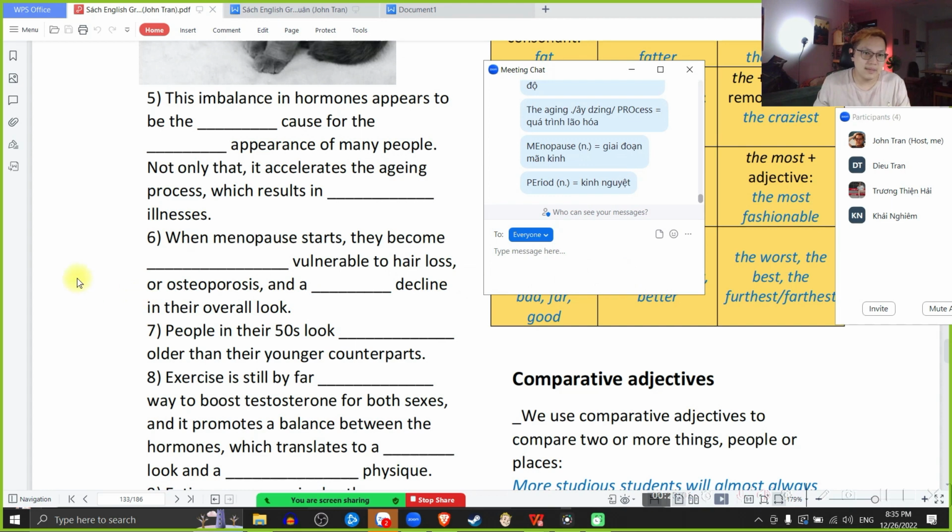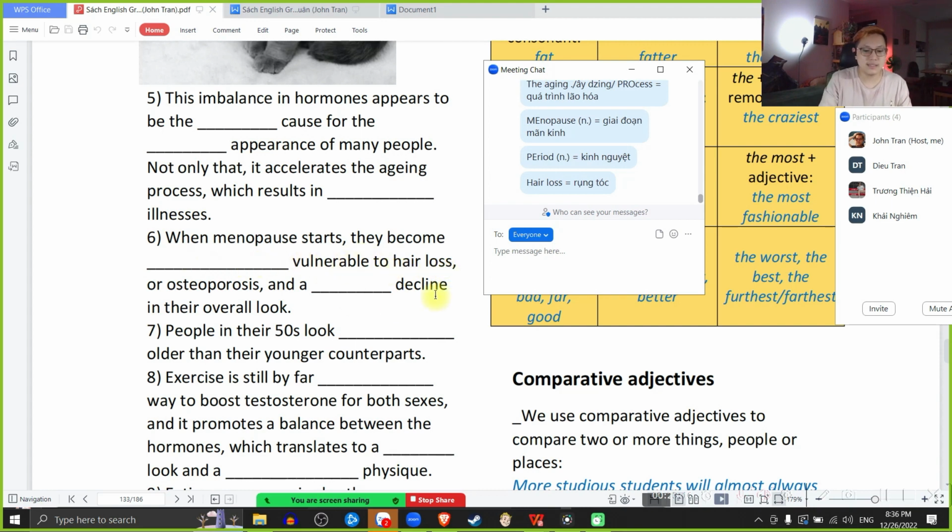Okay, number 6. When menopause starts, they become vulnerable to hair loss, or osteoporosis.